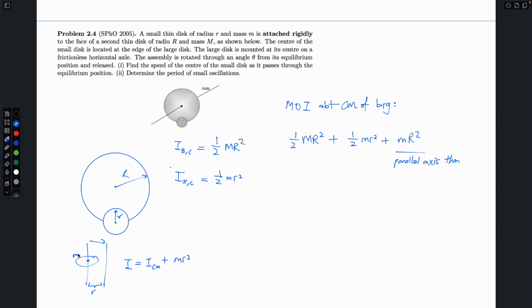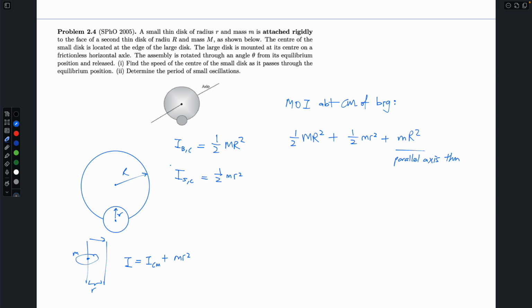Okay, so you add all the stuff, and then that will give you half.